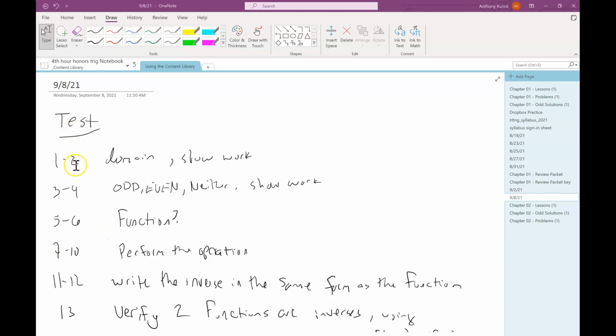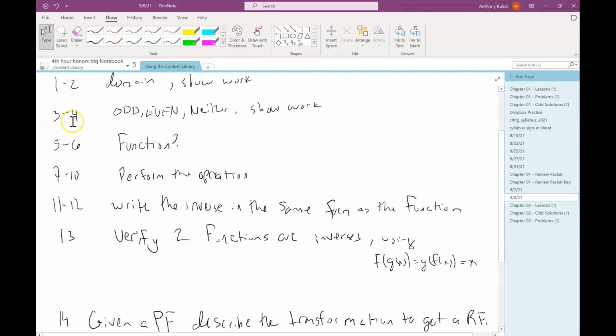So the test format: you're going to have 2 questions where I ask you to find the domain for a function and to show some work for how you came up with that. Next 2 questions will be odd, even, and neither questions, again asking for you to show some work as to how you justified that answer. The next 2 questions will be just indicating whether something is a function or not.